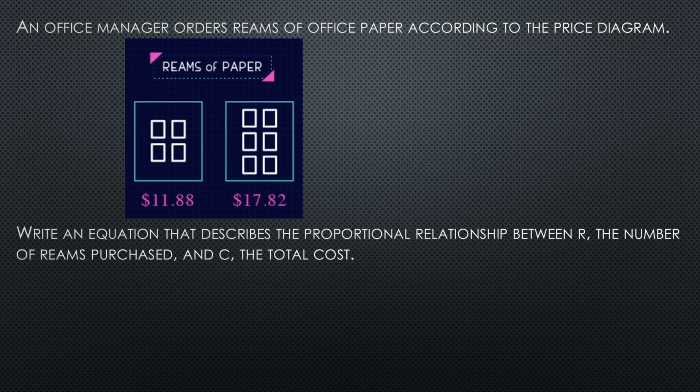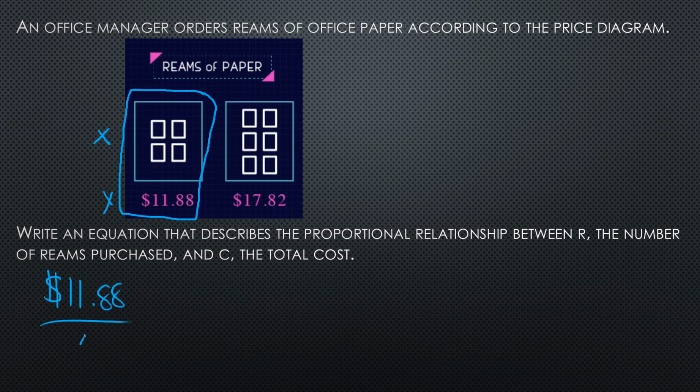Our next question. So we want to write an equation that describes the proportional relationship between R, the number of reams purchased, and the total cost C. If you think back to our quiz video, we did one similar to this, except now we just have to take that unit rate that we found and put it into an equation. So let's use the smaller numbers to find our unit rate. Here is x and here is y. So when I write it as y over x, I'm going to have 11.88 over 4.